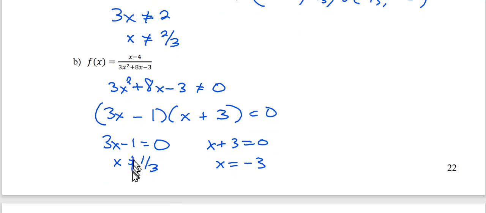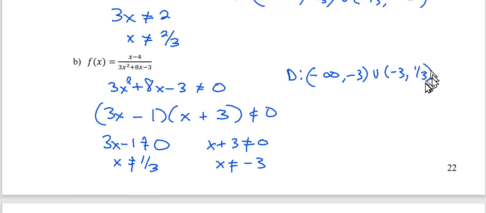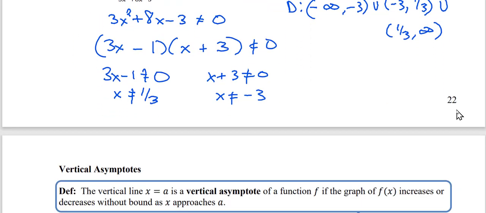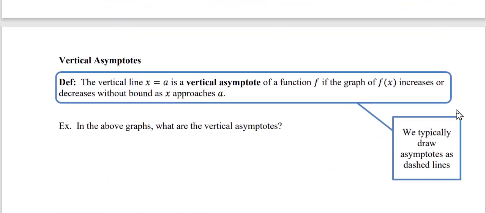And notice x cannot equal those things, right? Because either of those numbers will make the denominator 0. In interval notation, my domain will be negative infinity to the negative 3 comes first, so exclude that. Then I need to get between negative 3 and 1/3. Then I need to get bigger than 1/3. That's my domain of that function. So that's all you're doing, setting the denominator equal to 0 and solving.